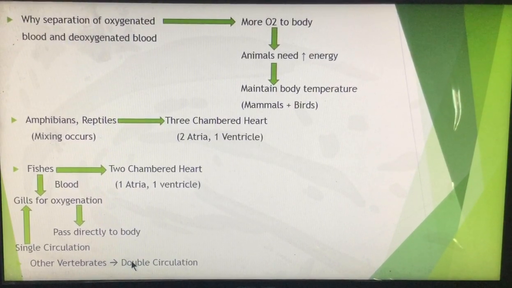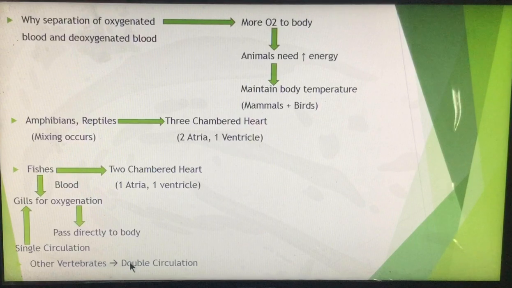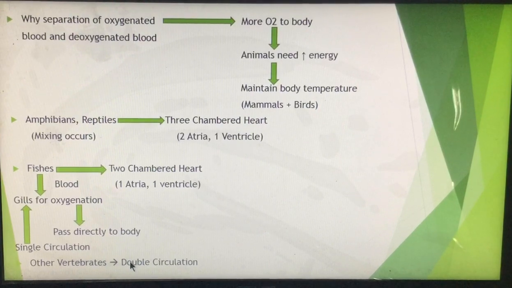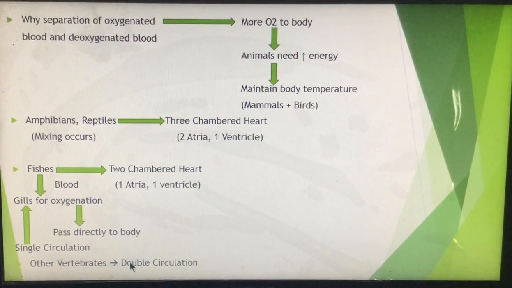Deoxygenated blood goes to the heart, atrium, ventricle, lungs for oxygenation. Again from the lungs, that blood comes to the left atrium, then to the left ventricle, then goes to the whole body through the aorta. That means the same blood moves 2 times. That is why in other vertebrates except the fishes, the circulation of the blood is known as double circulation, but in fishes it is known as single circulation.